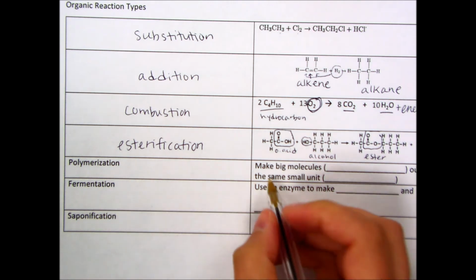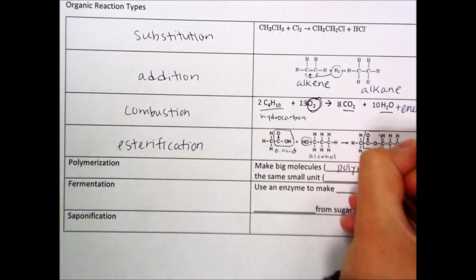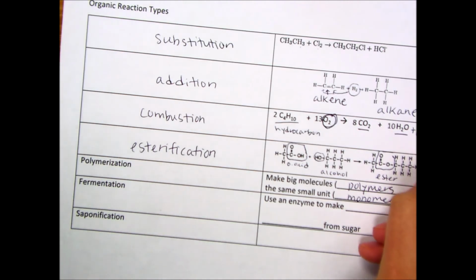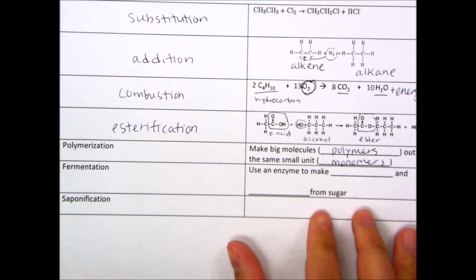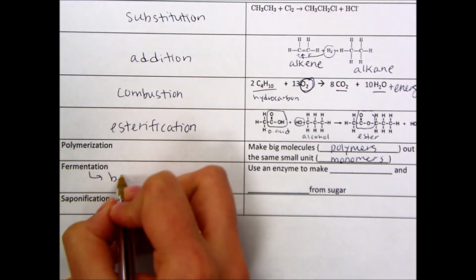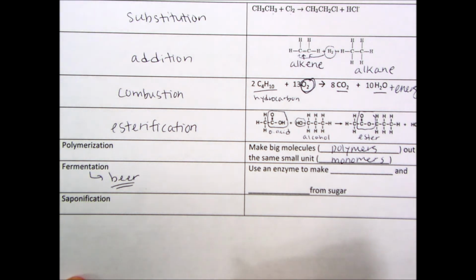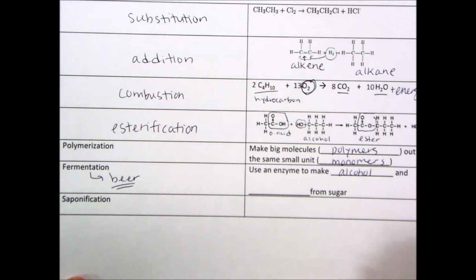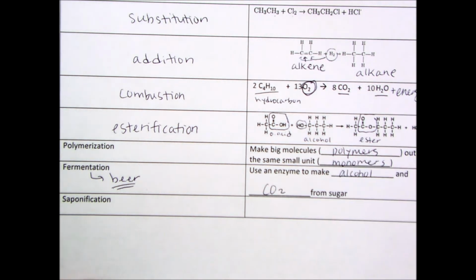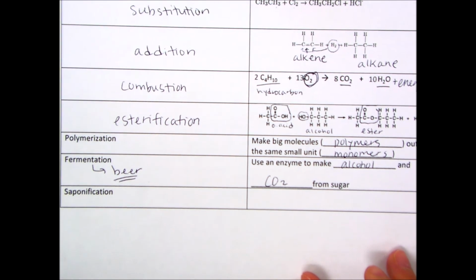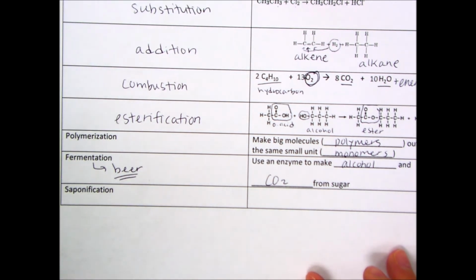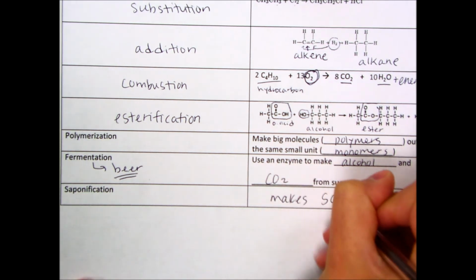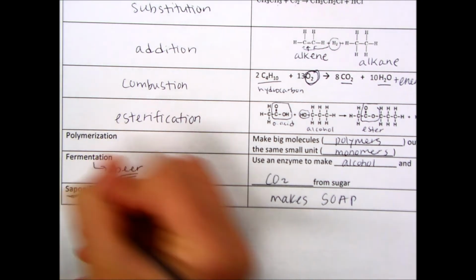All right, polymerization, making big molecules, which are called polymers, out of the same small unit, monomer. So make sure you memorize that. Fermentation, the process of creating beer. So keep that in mind when you're thinking of the products of fermentation. One of them is alcohol, and the other one is carbon dioxide. All right, beer is bubbly, but you should not know that until you're 21. Saponification makes soap. That's all you have to know for that. Sapo, soap.